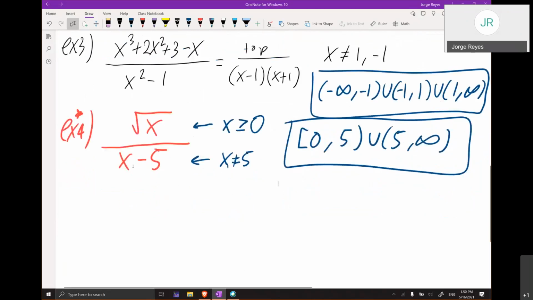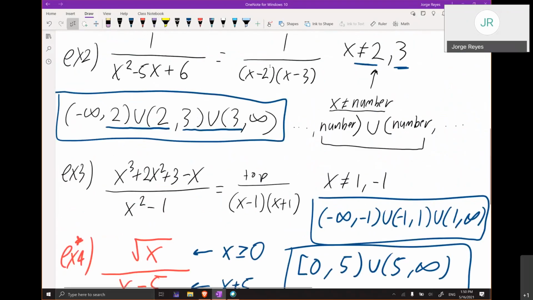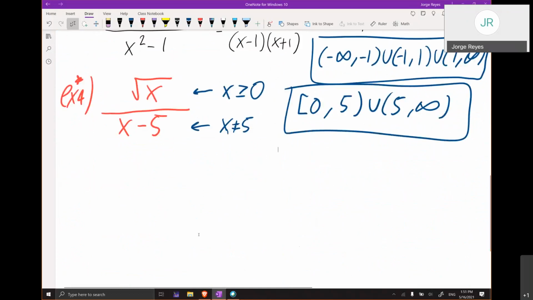Now, roots. Let's talk about roots. Whenever you have stuff on the bottom, you're just going to factor, solve when it's 0, and then it's not going to be those numbers. For roots, you need nonnegative numbers. So here, let's do example 5. Let's do something a little easy, the square root of negative x. How you solve these is pretty simple.